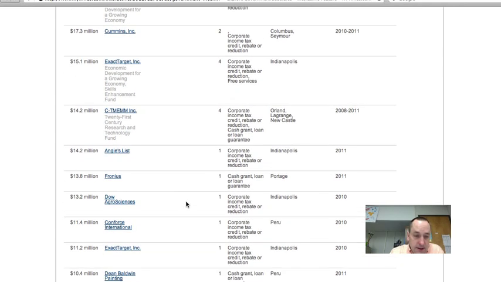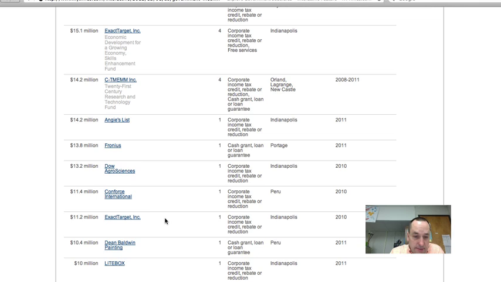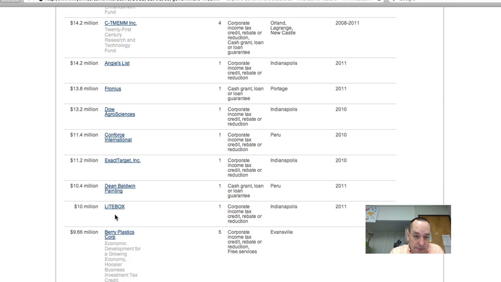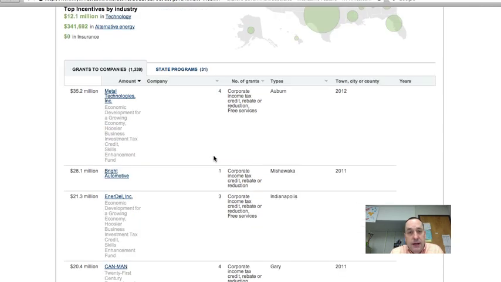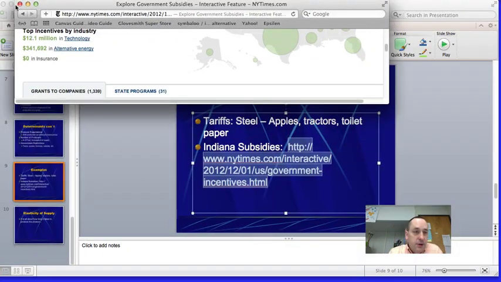You may have heard of them. Here's another one for Exact Target. No idea what that would be for. Lightbox, I've heard of them, but I'm not sure what they do. But you can see there's an RV company, and the list goes on and on. So a subsidy will cause the increase in the supply of that good or service because the government is helping pay some of the cost for it.